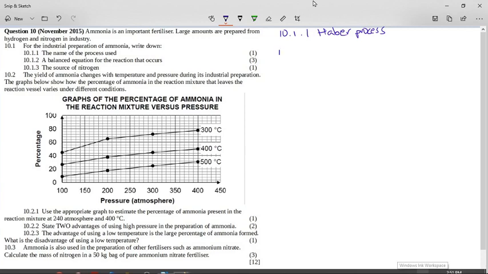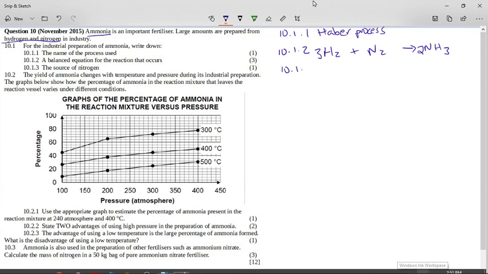Write down a balanced equation for the reaction that occurs. Now, all the information is in the question. It says ammonia is prepared from hydrogen and nitrogen. So we're going to write hydrogen, and we know it's a diatomic molecule, plus nitrogen, which is also a diatomic molecule, gives me ammonia. I've got 2 marks already without balancing it. So if you struggle to balance, just write your reactants and your products, and you've got 2 of the 3 marks. When we make this, we use 3 hydrogens for 1 nitrogen to give us 2 ammonias.